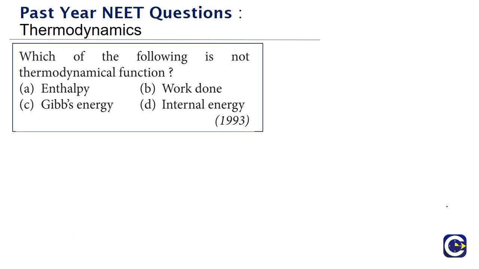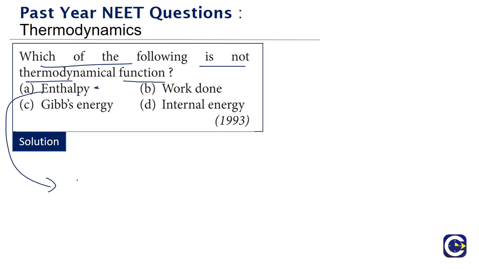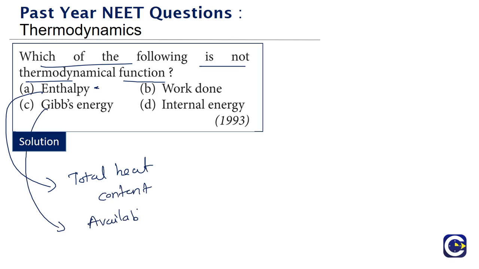Next, a theoretical question. Which of the following is not a thermodynamical function? See, enthalpy represents the total heat content of a particular system. Gibbs free energy represents the available energy for doing useful work. You will study more about them in chemistry.